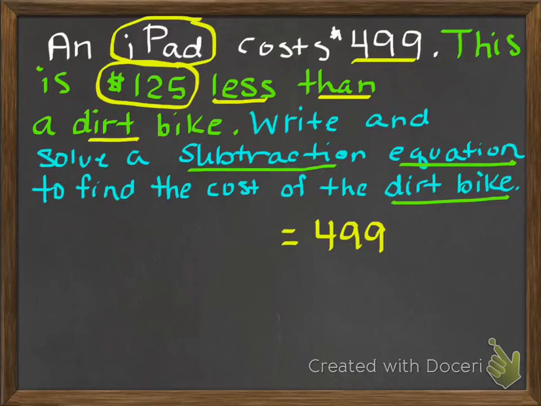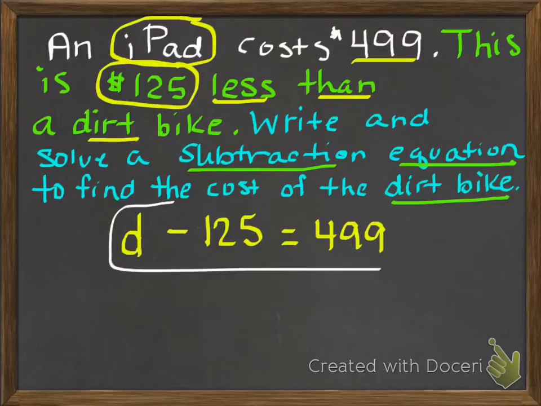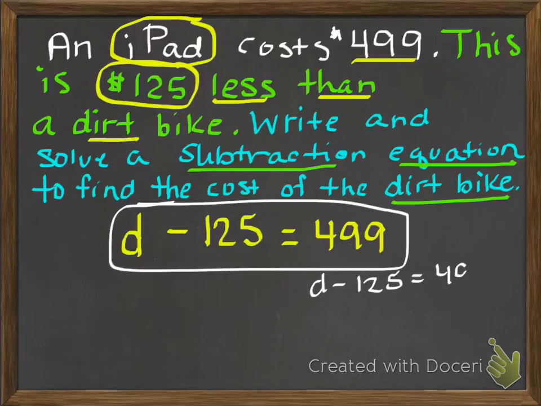Well, a good letter to use for dirt bike would be D. So now we're going to have D, which is going to stand for the cost of the dirt bike, minus, because it was less than, 125 equals $4.99. So that is going to be the first part of your problem. You need to have the equation, and this is it. From here, you're going to want to solve the equation. So I'm going to try and squeeze it in on this screen. So we have D minus 125 equals $4.99.